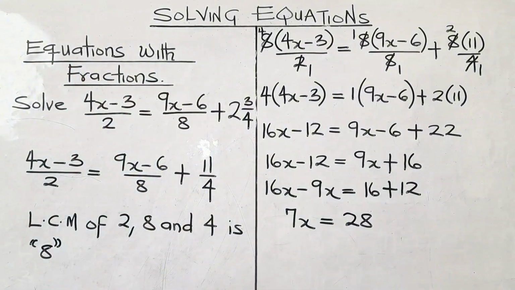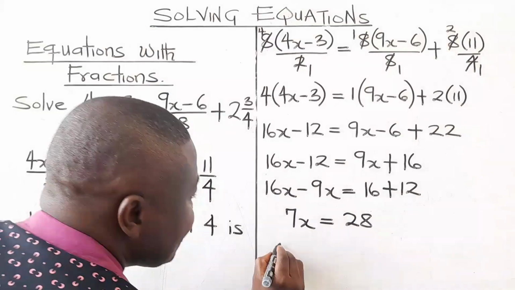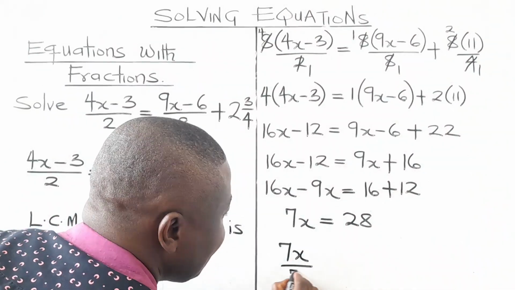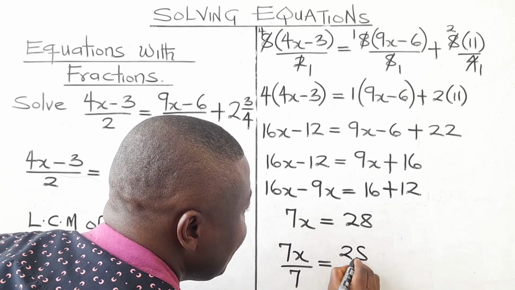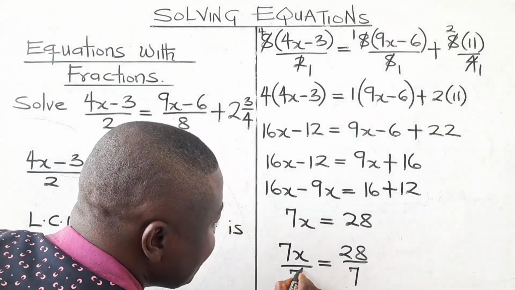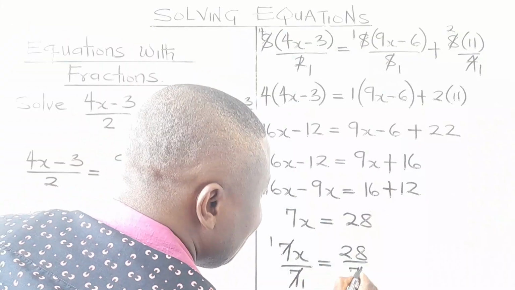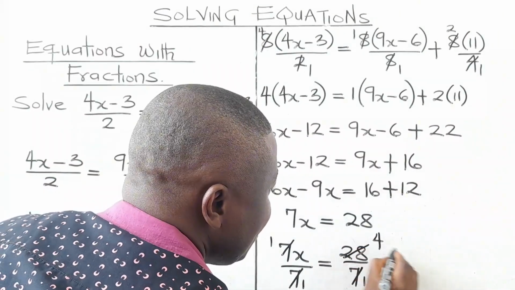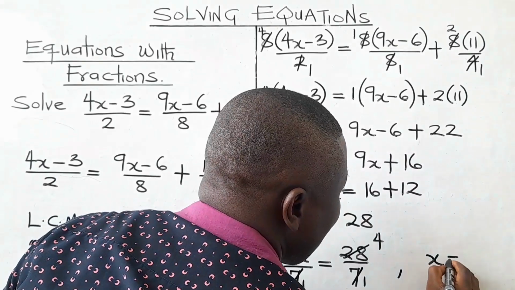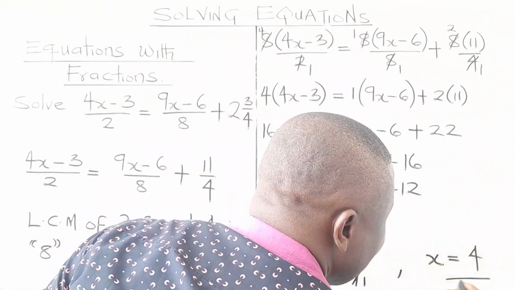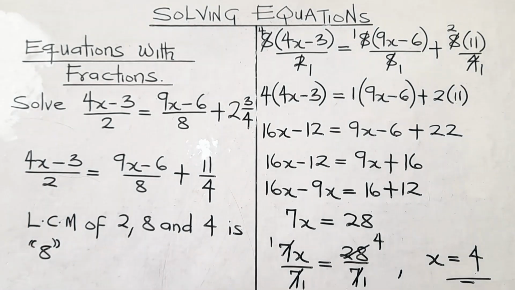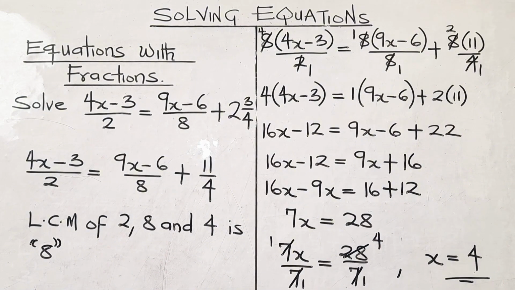What do we do? We divide both sides by the coefficient of x. This will give us 7x over 7 equal to 28 over 7. 7 here is 1, 7 here is 1. And 28 over 7 is 4. It means x equal to 4. And you can check. We can go on and check. And I think that is the answer.